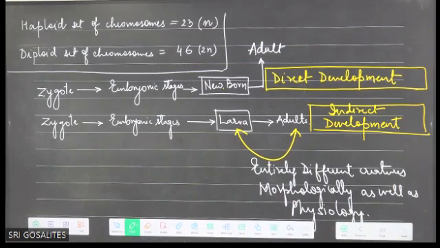No, not every organism contains 46. Human beings contain 46. Some organisms contain 42, some contain 52, some contain 16, like that. But a diploid number will always be an even number because it is formed by two haploids. It cannot be an odd number. I have written the word entirely different creatures.